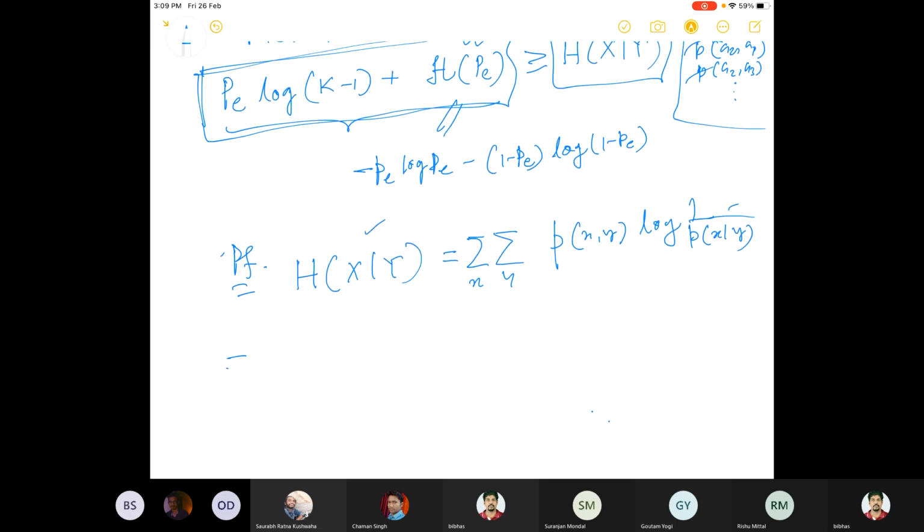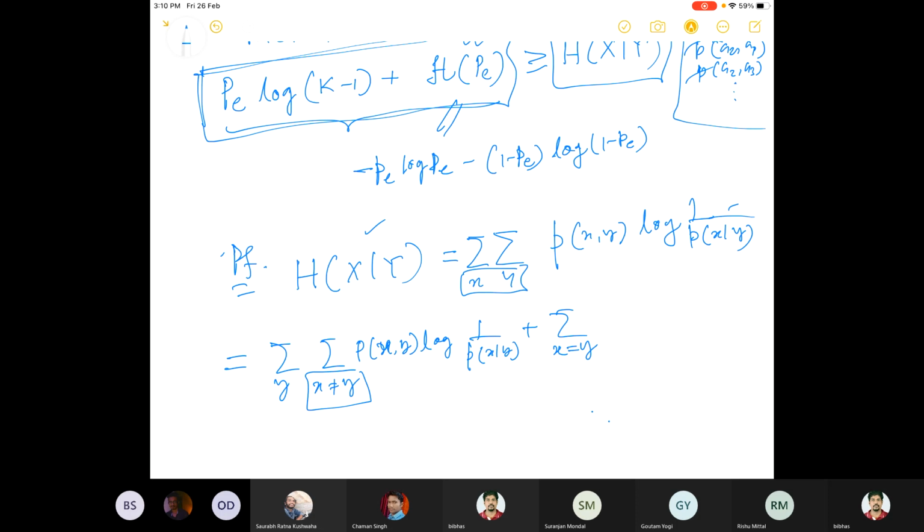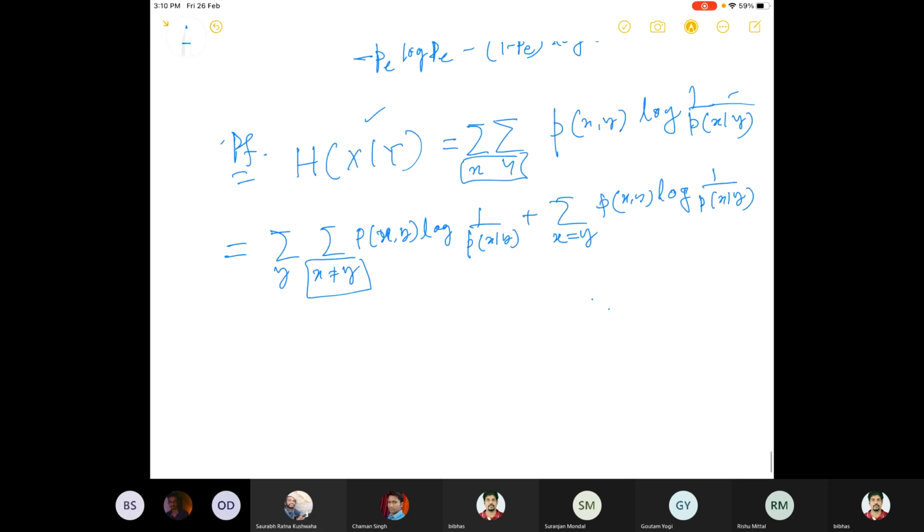Now this we can write in the following way. You see how I'm manipulating this thing. So this I can write as a sum over X and Y where X is not equal to Y, of P(X,Y) log of 1 by P(X given Y), plus the sum over X and Y where X equals Y. So this is the not-equal part, which I took out, and then the equality part, because this is for all X and Y. So I separate it, and then this is probability of X,Y, and then log 1 by probability. I did nothing. I just separated this into equal terms and not equal terms, because I need that error.